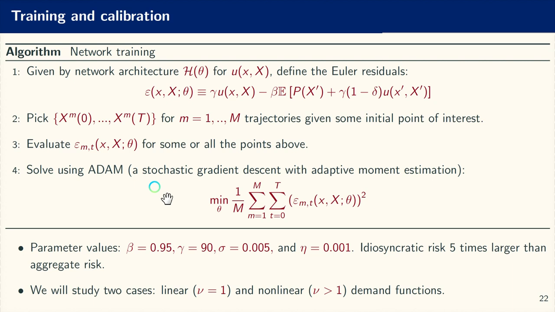We need parameter values. Since I picked a lot of normalizing constants already in the model, there are very few of those. I will have beta, which is 0.95, and I will have gamma, which is 90. And then with respect to the standard deviations of the idiosyncratic and aggregate shocks, I will make the idiosyncratic risk 5 times larger than the aggregate risk. The only reason I'm doing that is because this is the standard case in the real world, that idiosyncratic risk is much higher than aggregate risk. I could do it the other way around, nothing of importance will change.